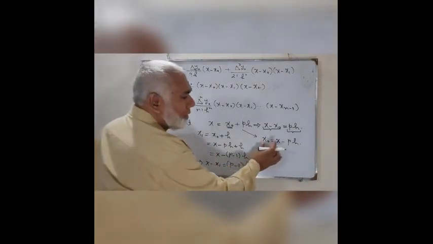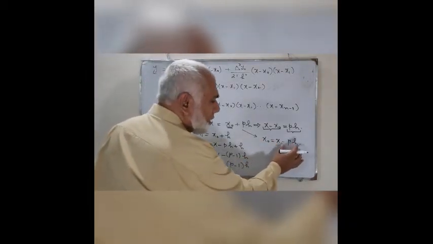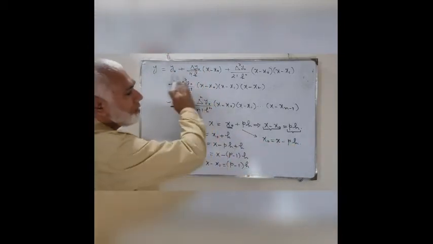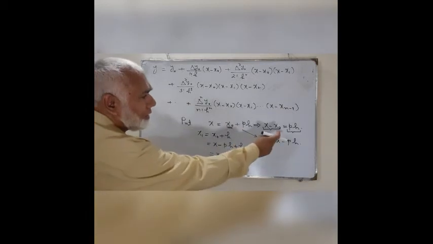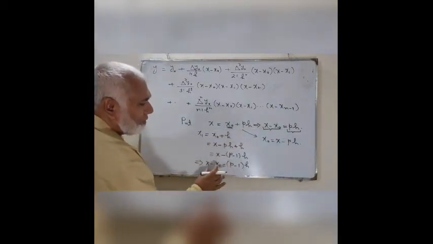One of them is x minus x0, which is equal to pH. So I can replace all this by pH over here. And the second one is this one.